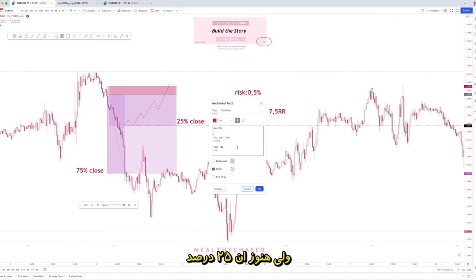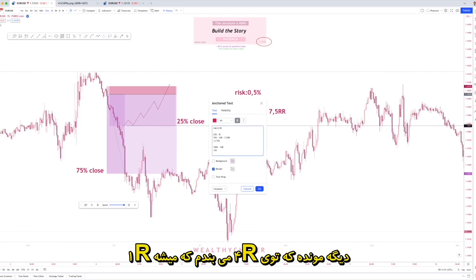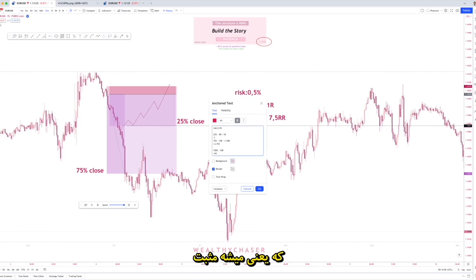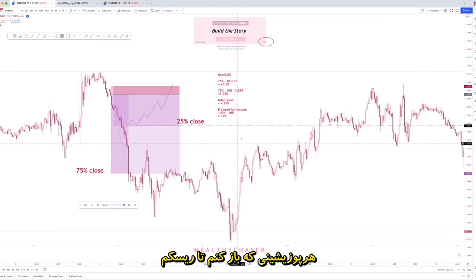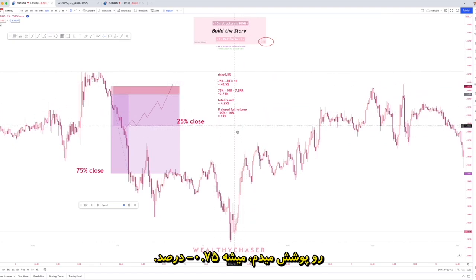3.75%. But I still have the remaining 25% closing at 4R. This equals 1R. So what it means is that this will be plus 0.5% because I'm only covering the risk that I took. So the result of this trade, instead of being 5%, will be 4.25%. So basically, every position I open in order to cover my risk, it will always be minus 0.75%.